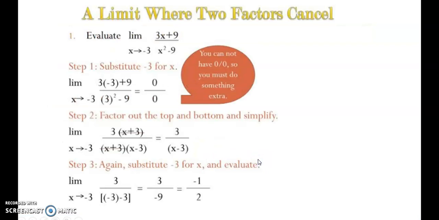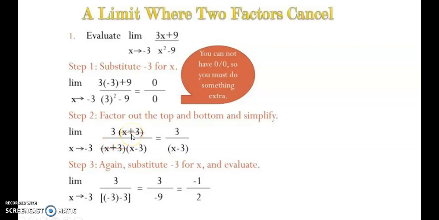Now let's see another example in which when you apply the value of x as minus 3, it gives you the answer 0 by 0. So you must do something extra because 0 by 0 is an indeterminate form. You can't give an exact answer to this question. So for that you have to take a few more steps. You can factor out the top and bottom and simplify them. Top and bottom means the numerator and the denominator.